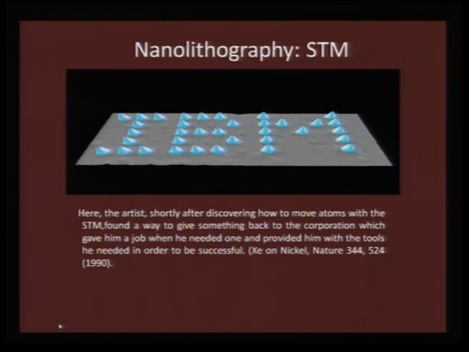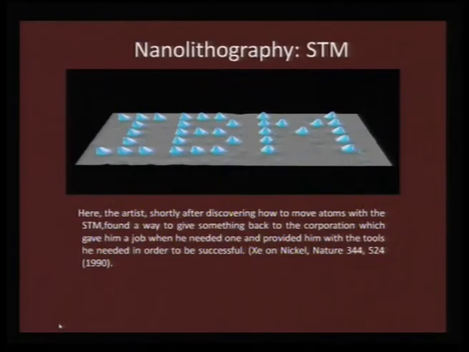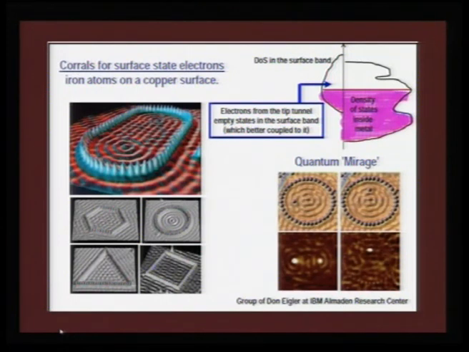And this is one example where a person hired by IBM was successful in capturing xenon on nickel. So these blue dots are nothing but xenon, which he could pick up with the STM tip and exactly decorate the letters IBM on a nickel surface. So this can play a very crucial role in nanolithography, and this is one of the most popular cartoons shown in almost all the STM lectures.